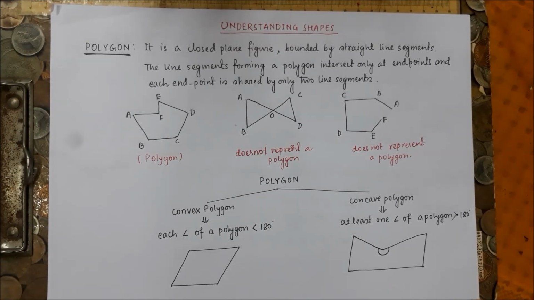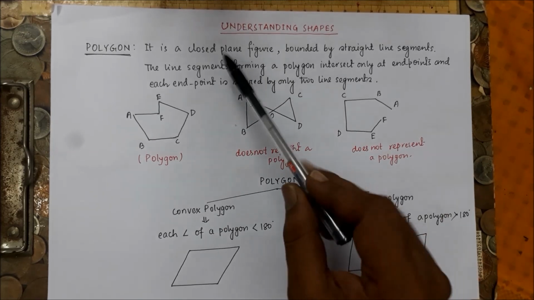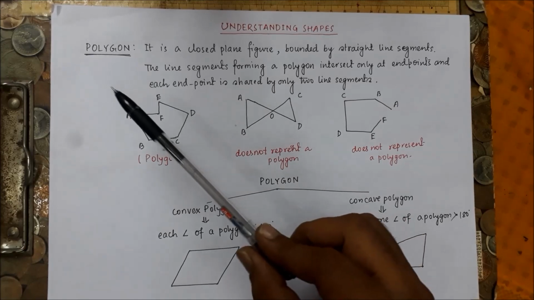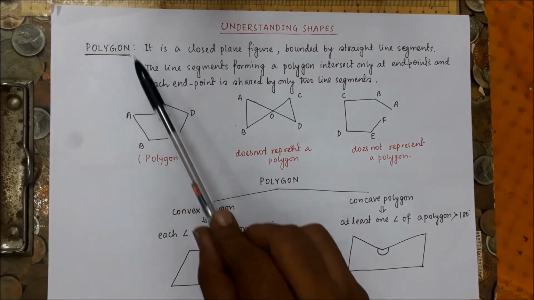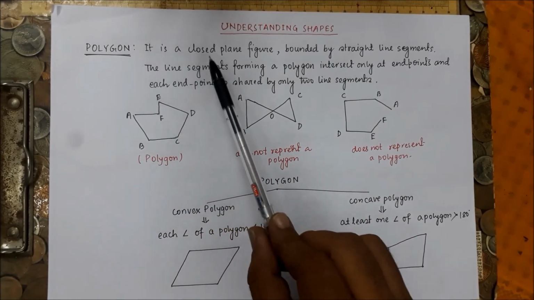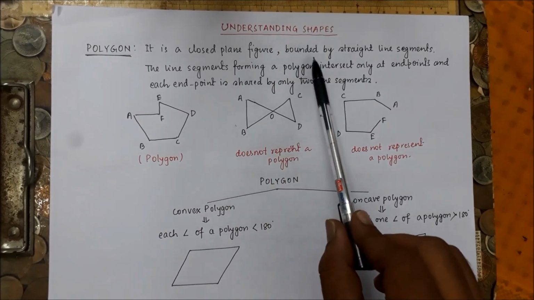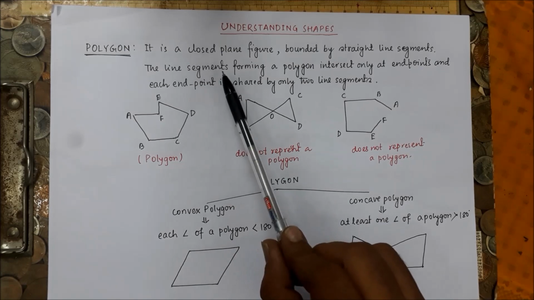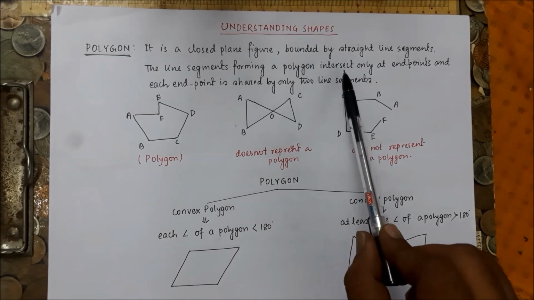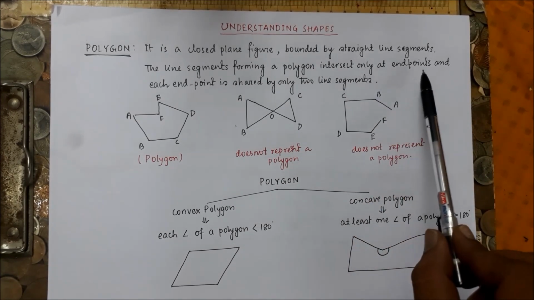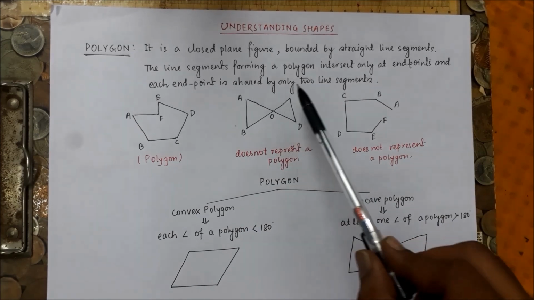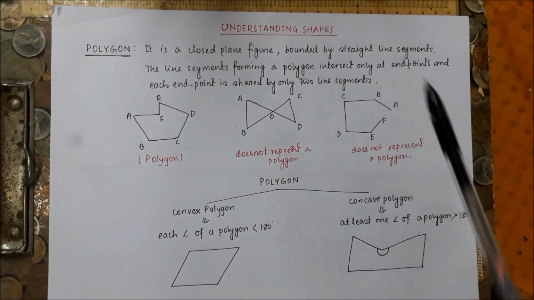Hello students. So today I am going to start with the chapter Understanding Shapes. Before we start with the concept, let us discuss what is a polygon. It is a closed plane figure bounded by straight line segments. The line segments forming a polygon intersect only at endpoints and each endpoint is shared by only two line segments.